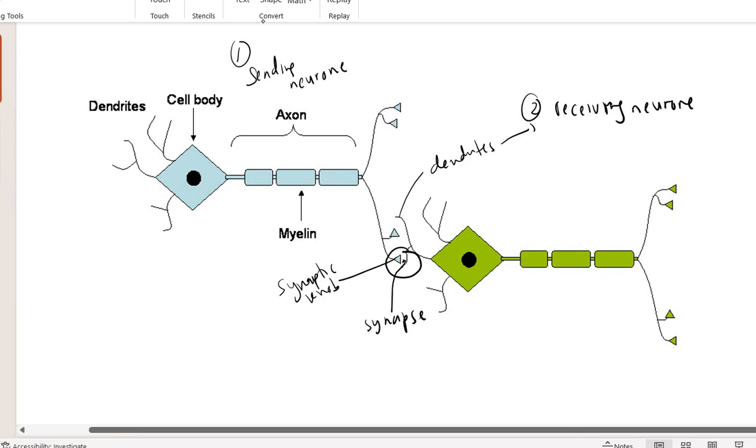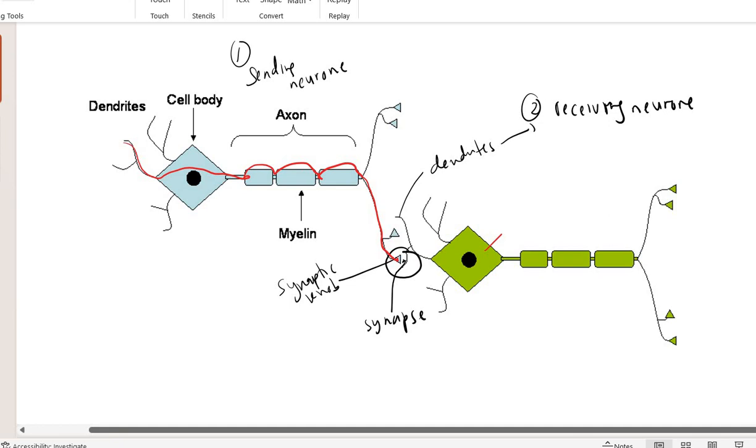Let's say we have the impulse here. The impulse will flow from the dendrites and the cell body and then enter the axon. Then maybe here it jumps across the nodes of Ranvier and reaches the end of the axon. It will then arrive at the synaptic node. The impulse from the synaptic node must travel to this receiving neuron. So how does it transfer?